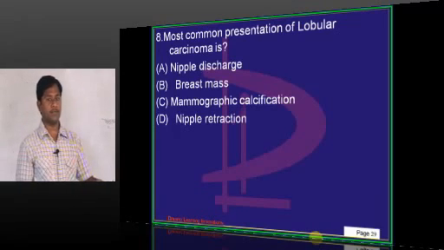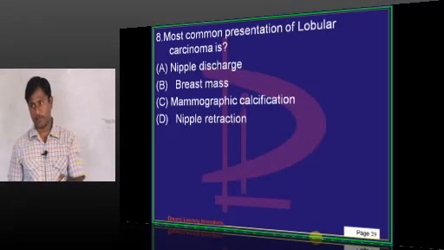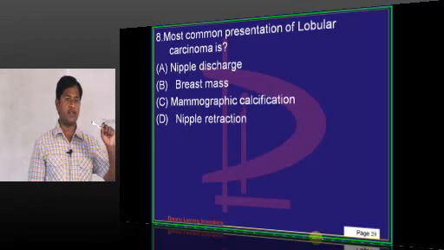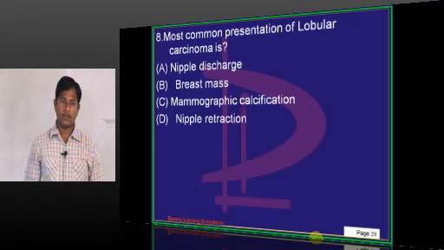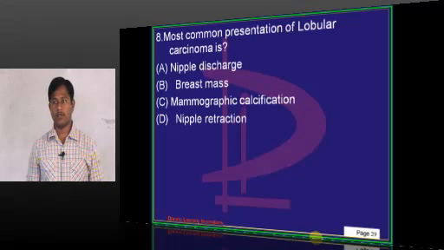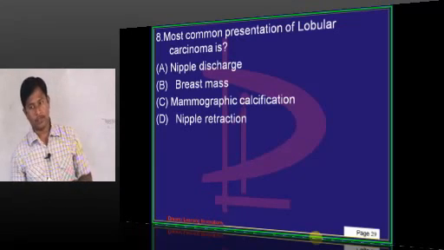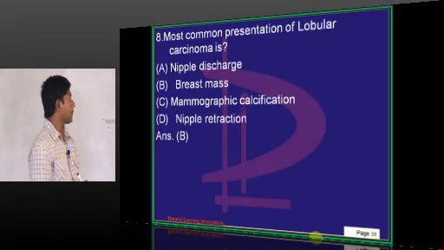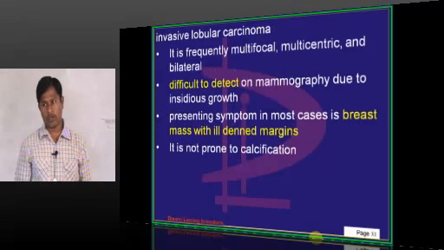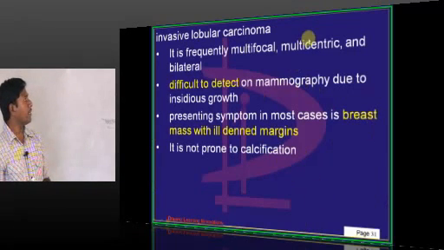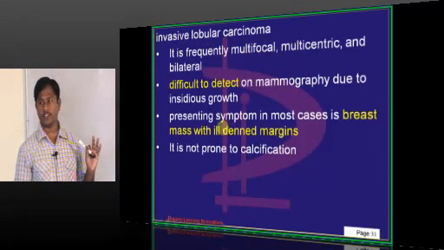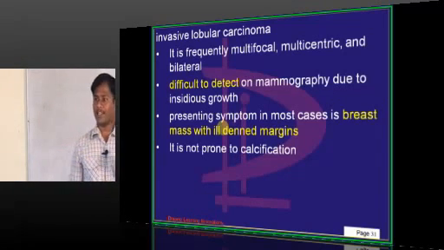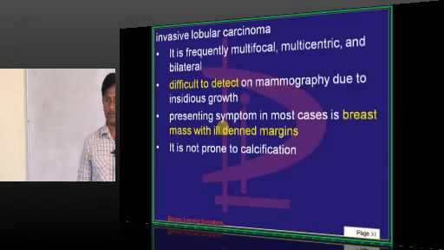Incidentally, a woman comes for screening, just for screening, and she just finds some microcalcifications. Will that not be a lobular carcinoma? Yes, right. The majority of times lobular carcinoma will not have calcifications, right? So breast mass is the most common presenting feature, and majority of times invasive lobular carcinoma or lobular in situ are multifocal and multicentric.